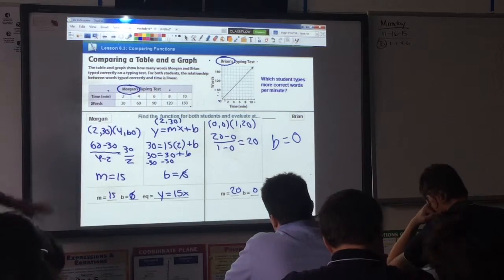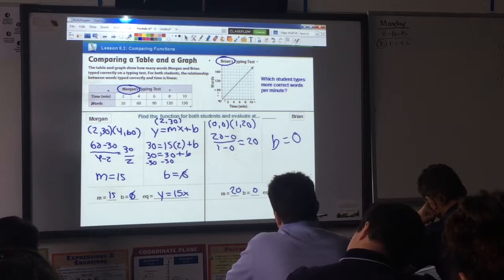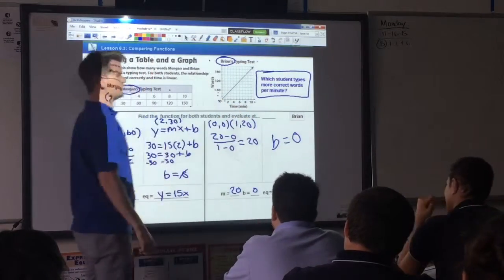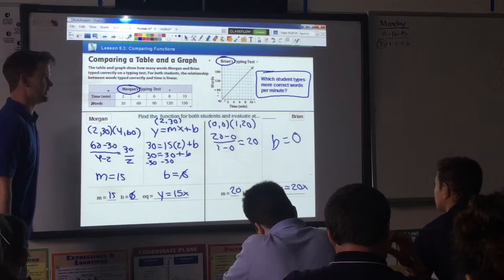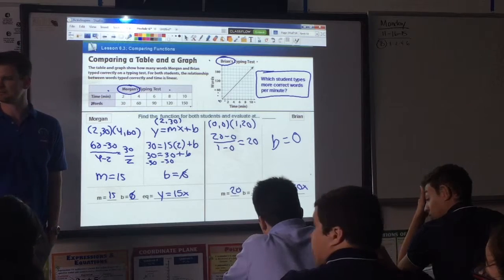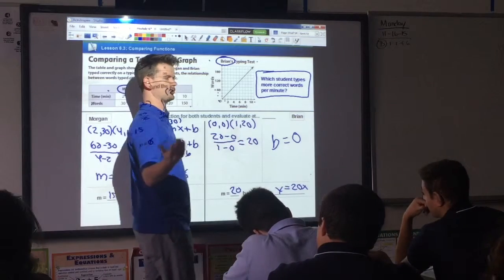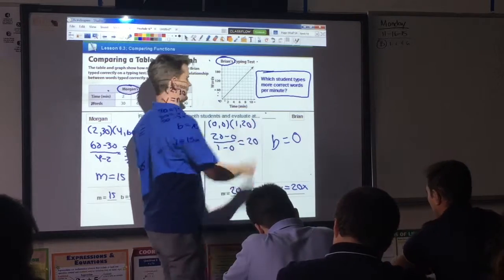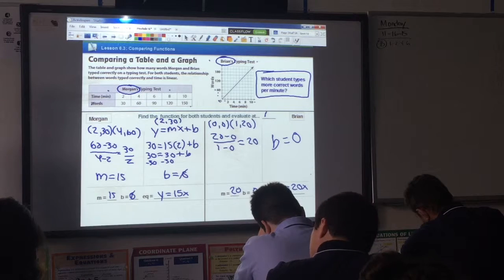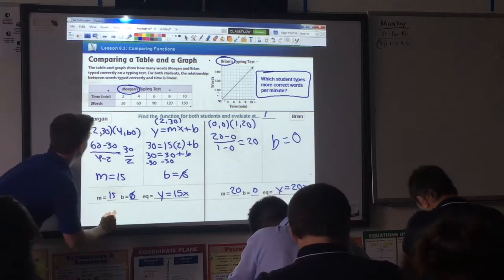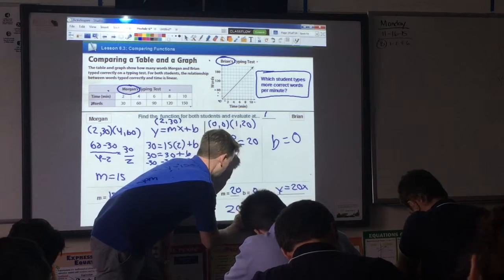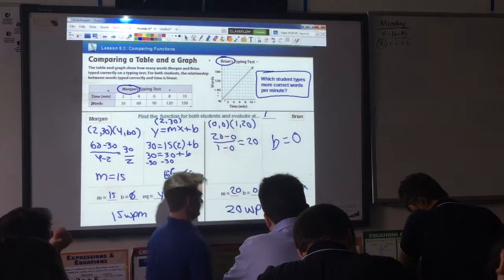Now that I have the equations for both of them, I need to figure out what? The question is, which student types more correct words per minute? So to evaluate this, what am I evaluating at? What number? How many minutes? 1 minute. It's per minute, so we have to evaluate it at 1. Which actually, I don't have to do much. What's 15 times 1? 15. So Morgan is 15 words per minute, correct words, and Brian is 20 words per minute. So who's faster? Who has more correct words? Brian.